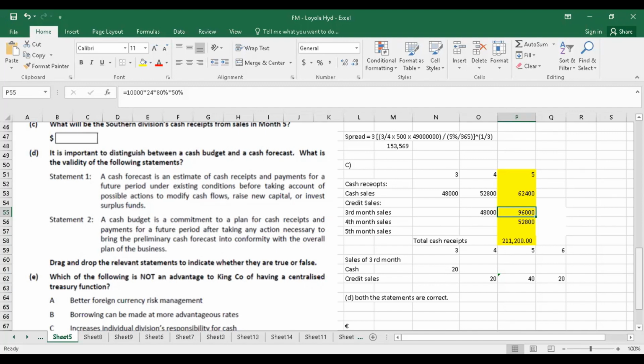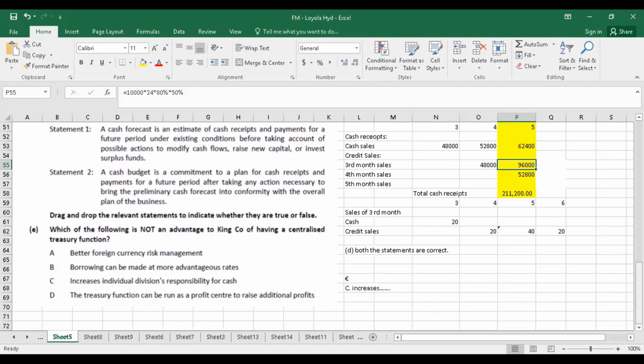Which of the following is not an advantage to King Company of having a centralized treasury function? Centralized treasury function is about management of funds. So they look into how funds should be raised, how funds should be managed, etc. It says that better foreign currency risk management, borrowing can be made at more advantageous rates, increases individual divisions' responsibility for cash. The treasury function can be run as a profit center to raise additional profits.